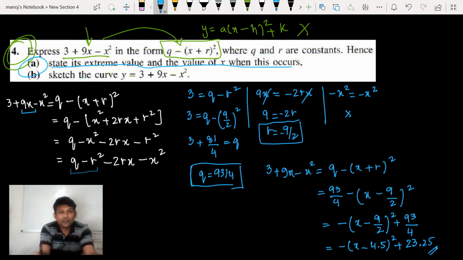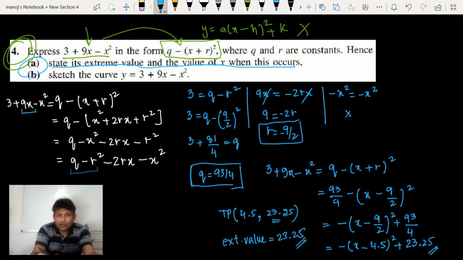of x. Okay, what is the extreme value? Here the turning point is 4.5 comma 23.25. So the extreme value, or the maximum value of y, is 23.25. We have done it.